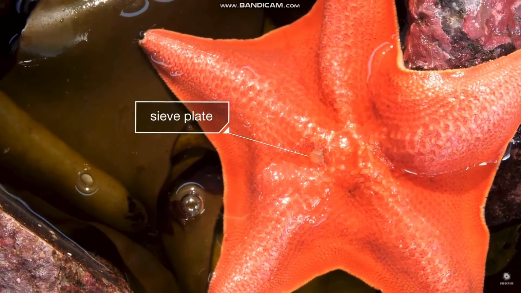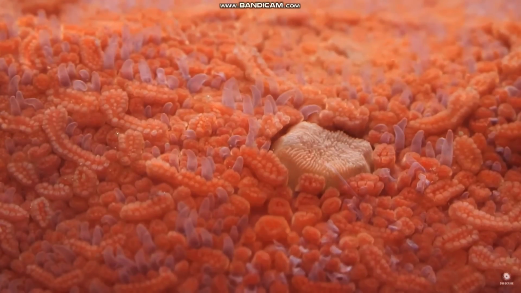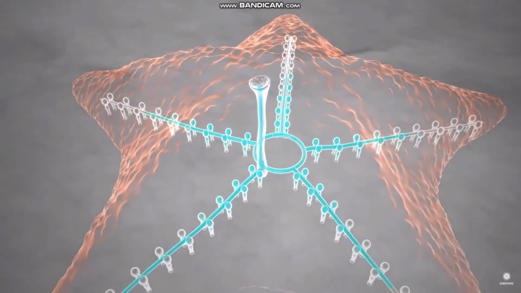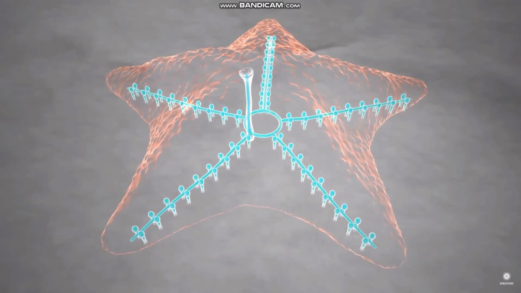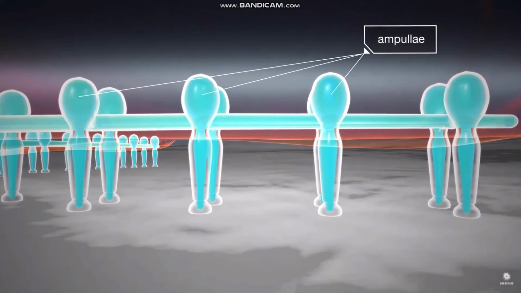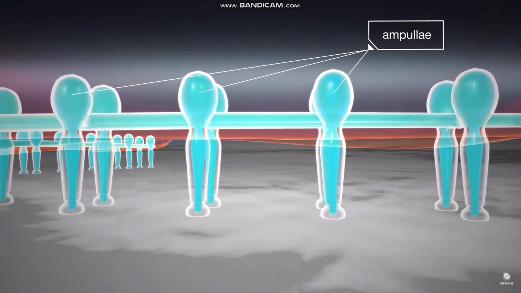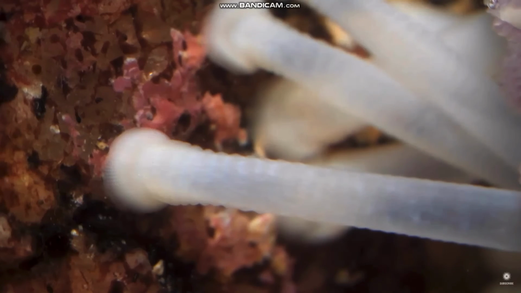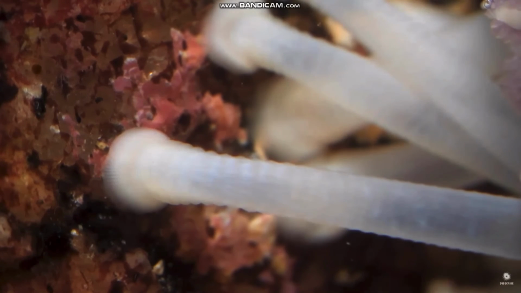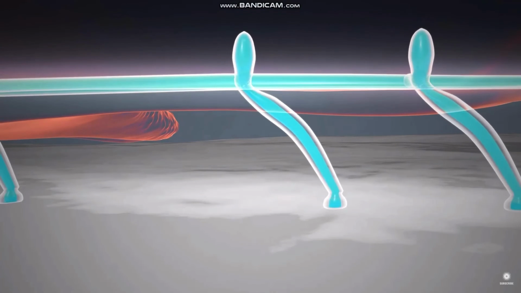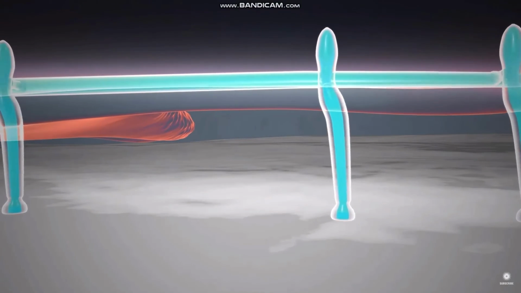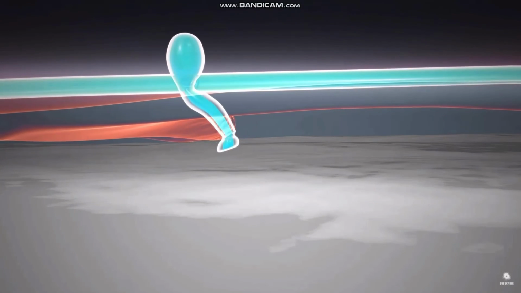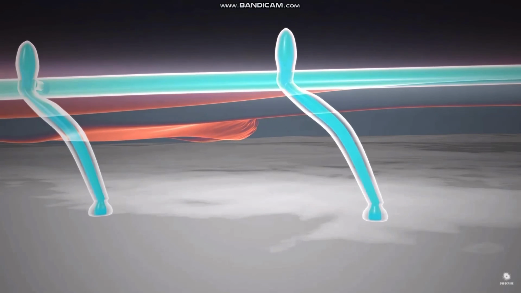First of all, starfish draw in water through a sieve plate. And then, water is pumped to the arms, filling bulb-shaped ampullae that look like an eyedropper. Here's how it looks in real life. The ampullae then squeeze water into the tube feet. They then extend. When the tube feet contract, they drag the whole starfish with them. And that's how they pull themselves and move.